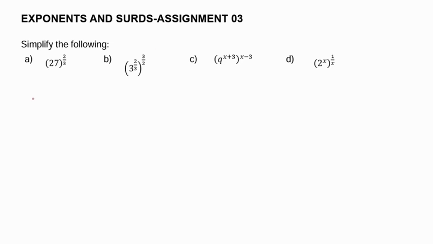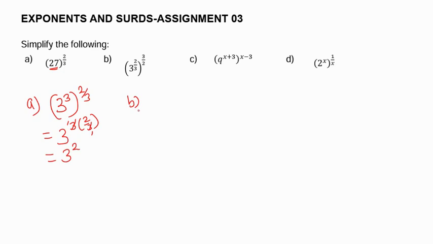Let's answer these questions. Let's start with A. 27 written as a product of its prime factors will be 3 cubed. So this is like 3 cubed, and then to the power 2 over 3. Now we're raising a power to a power, so what do we do? We multiply the exponents. 3 to the power 3 times 2 over 3. And then 3 into 3, 1. We remain with 2. So this is like 3 squared.